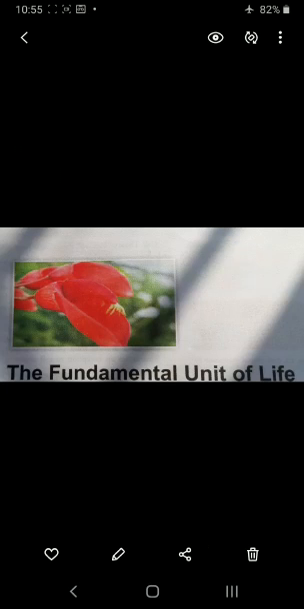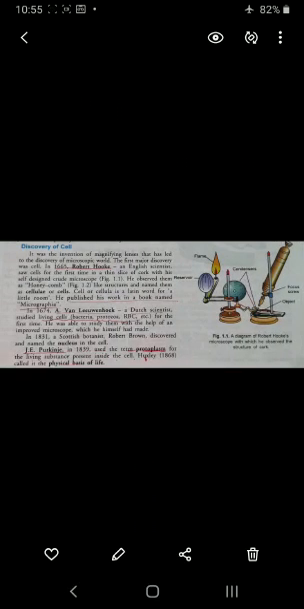Hello students, today we are going to revise the chapter "The Fundamental Unit of Life." First of all, what is a cell? Cells are the fundamental structural unit of living organisms and the basic units of life. Now we will discuss the discovery of the cell.